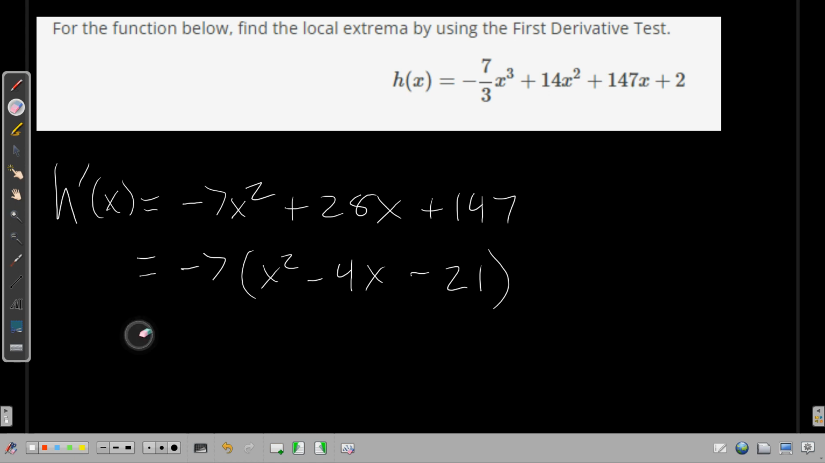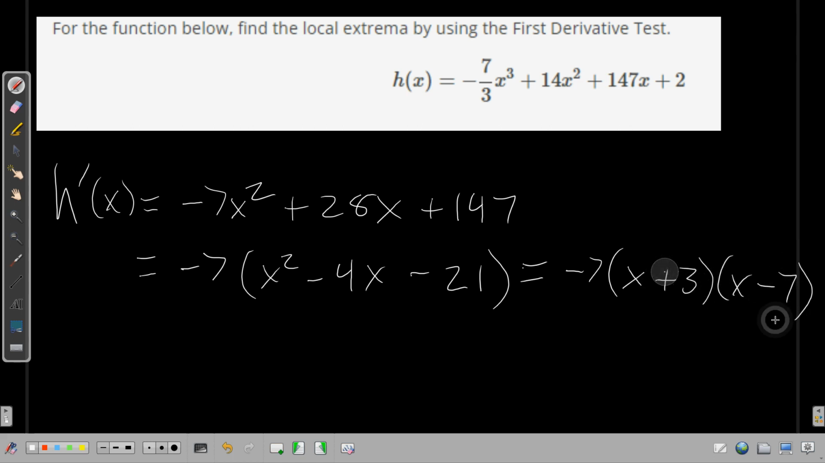Then this would factor like minus 7 times, let's see, so we'll have a 3 and a 7, and the 7 will be negative, so it's x plus 3 and x minus 7. Well, then my critical values are negative 3 and 7.